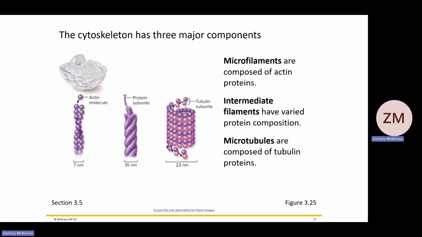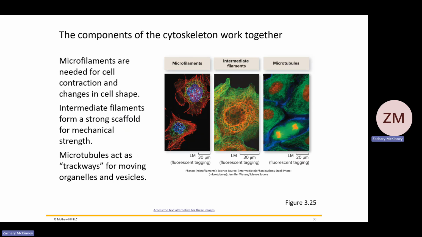There are 3 basic proteins that make up the cytoskeleton structures. You have microfilaments, which are composed of this actin molecule, these actin proteins. This is for contraction. You see this a lot. Intermediate filaments, right? So you can see here these intermediate filaments. They have a varied protein composition, so they're going to have a combination of both your tubular and globulin proteins. And then microtubules are primarily tubulin proteins, these tubulin subunits.